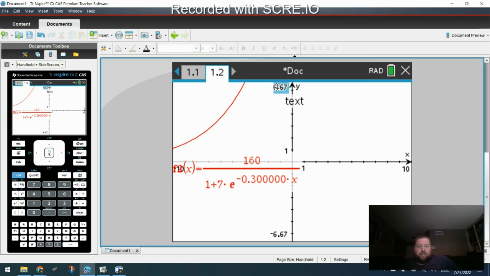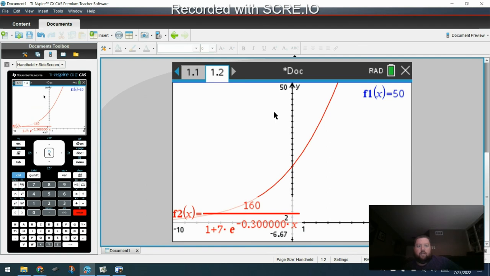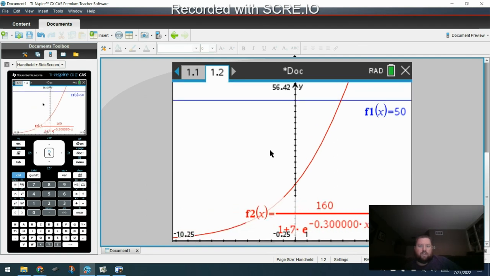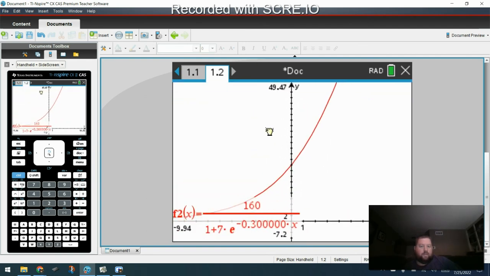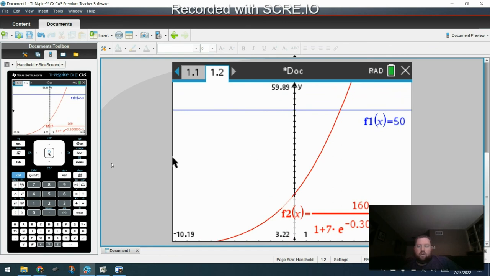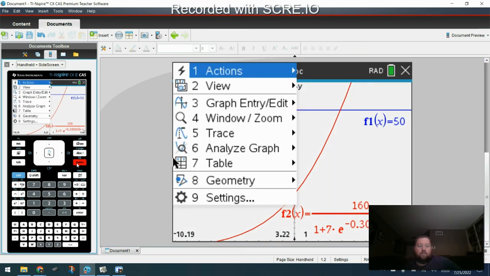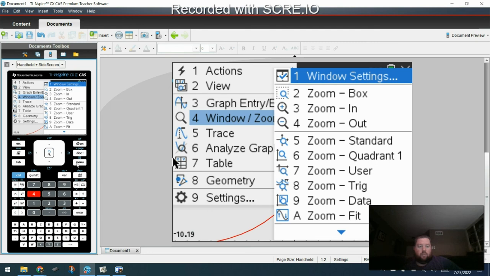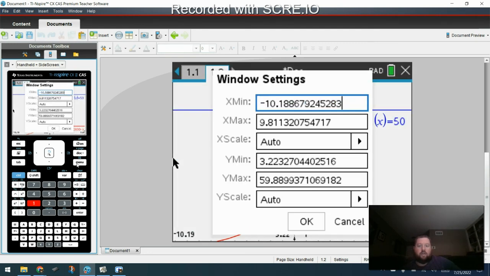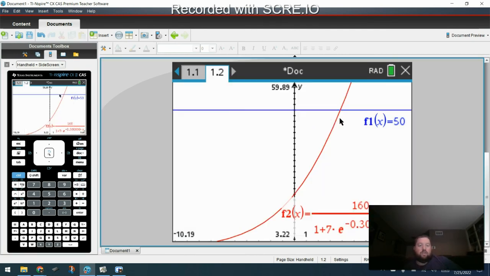All right, so we can see that, but we can't see 50 up here. So you can actually just click on this guy right here and just type in 50 if you like. That's still not quite it. I should have typed a little bit higher, but you can just drag this up and down too. You can also go to menu 4, which is window zoom, and then number 1 is window settings, and you can set your Y maximum right there. Do whatever you like. So I'm just going to keep it where it is now. And what you're looking for is that intersection point right there. That's where they're equal to each other.